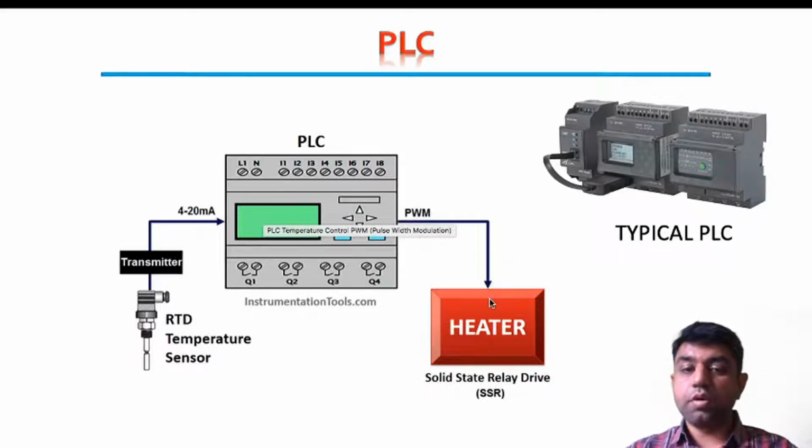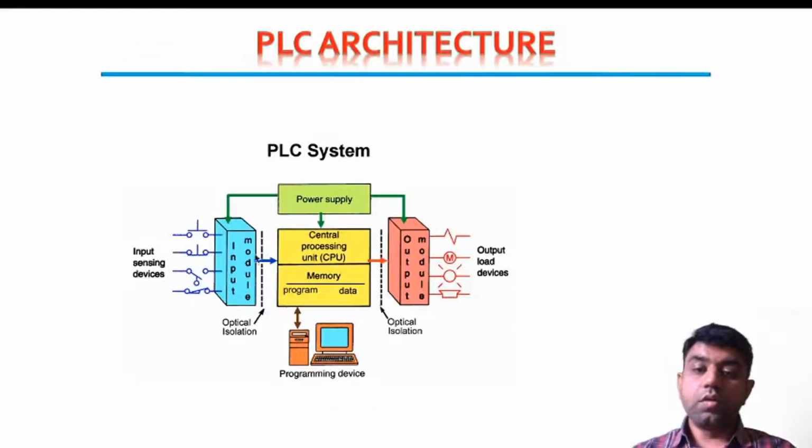The simplest way to see a PLC is as a block diagram, but a typical PLC appears like this. PLCs are very accurate compared to some other automation parts, so in very precise industries we use PLCs for automation. Now let us understand the architecture of a PLC. If we look at the architecture of a PLC, we have a number of components.